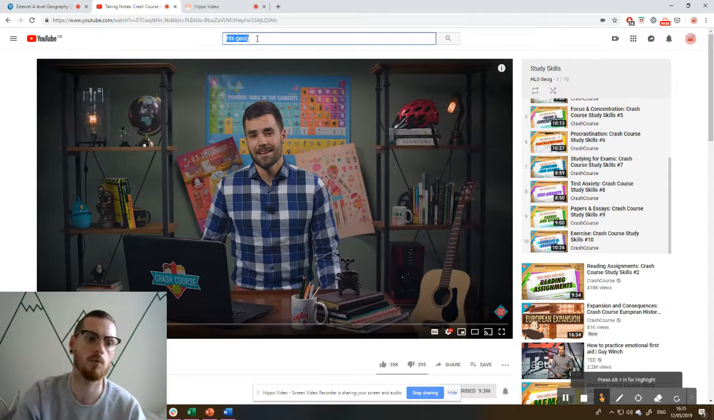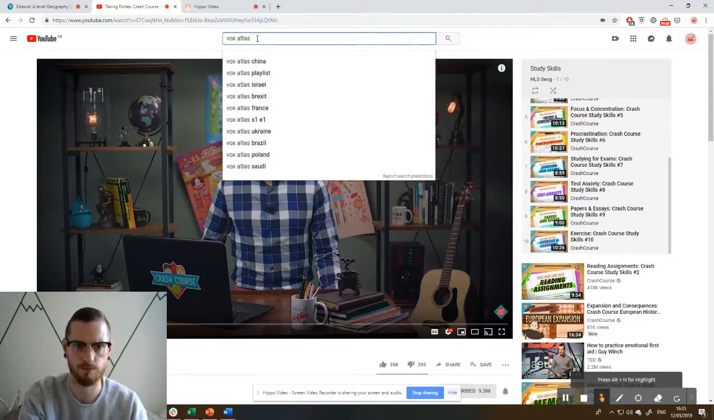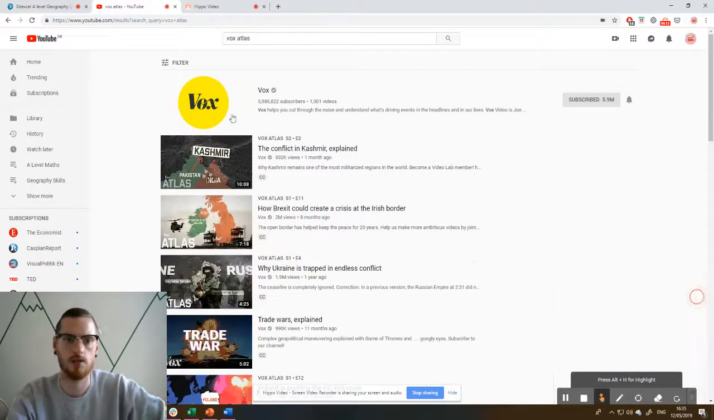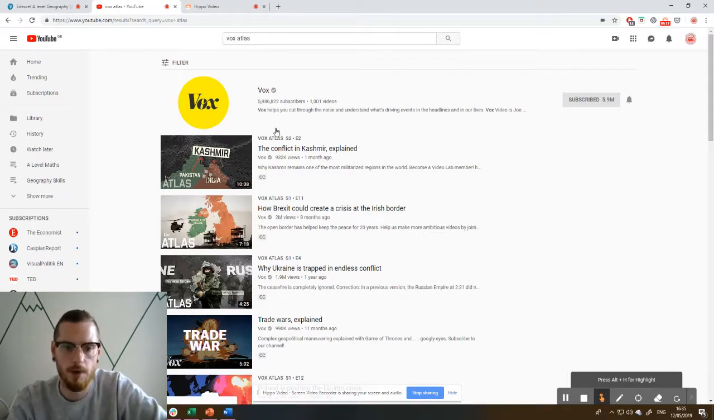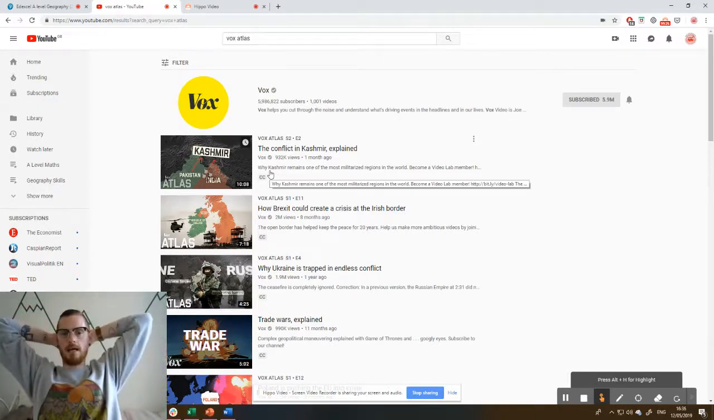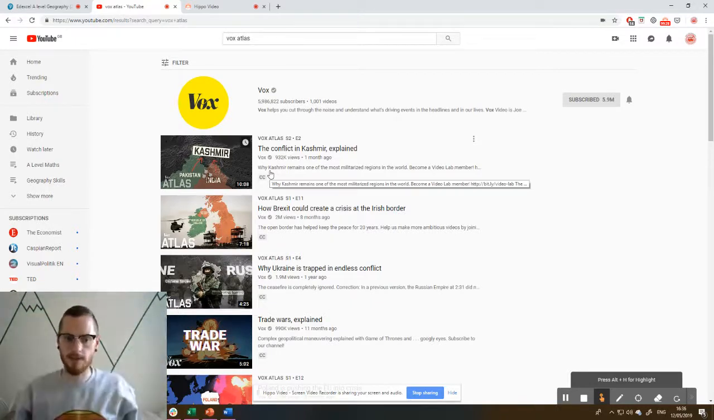Last one, back to what I was just saying about superpowers. If you put Vox Atlas in, Vox Atlas is excellent. This is, again, another brilliant resource. I've already obviously nicked a lot of these for my superpowers playlist, but if you're sat there and you're wanting to brush up on this before your exams, your paper 2 exam, have a look at this.